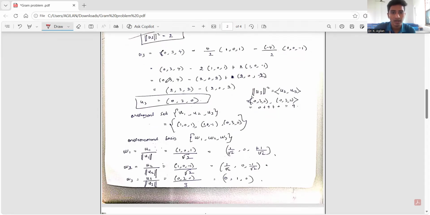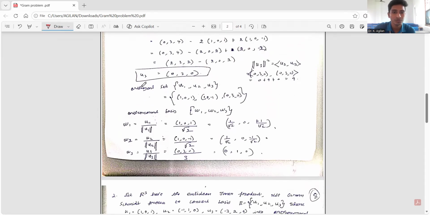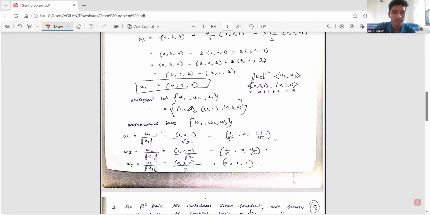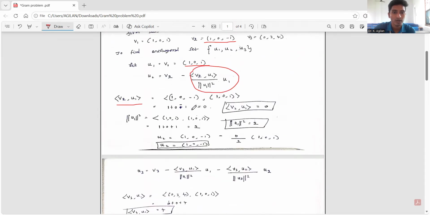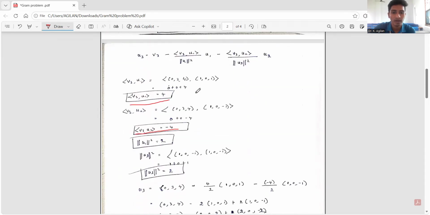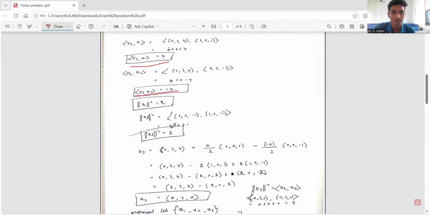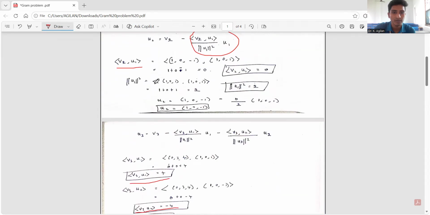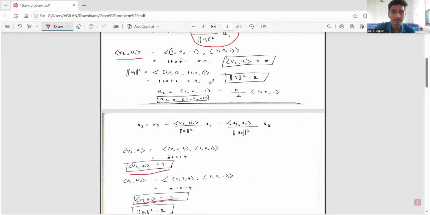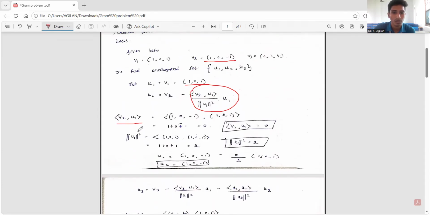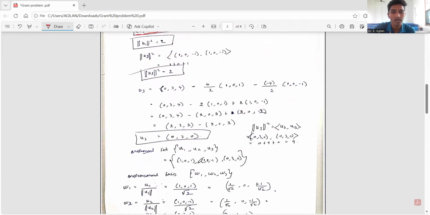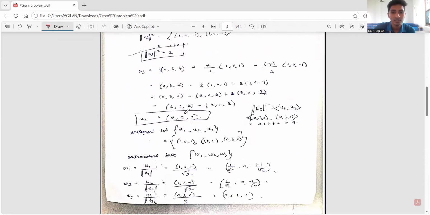So after solving this, we get U3. Similarly, we need to find U1, U2, U3, the orthogonal set. U1 is nothing but 1 comma 0 comma 1. U2 is nothing but 1 comma 0 comma minus 1. And U3 is nothing but 0 comma 3 comma 0. Right.